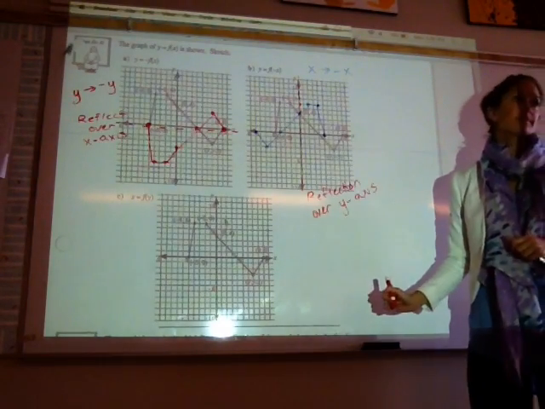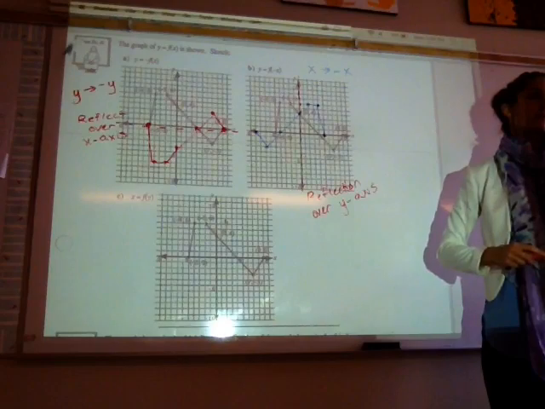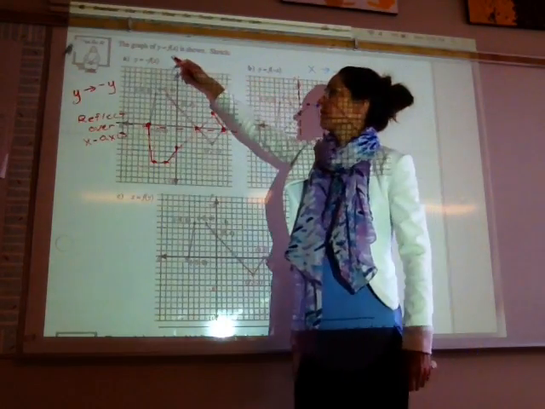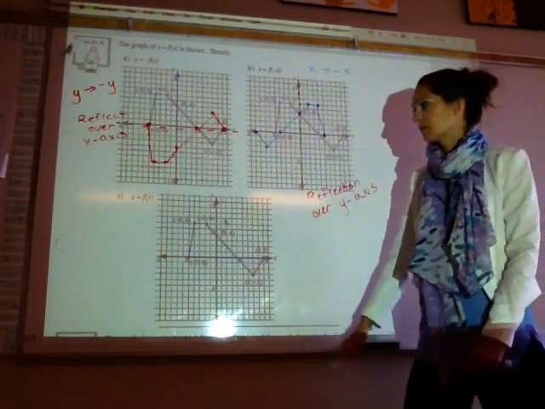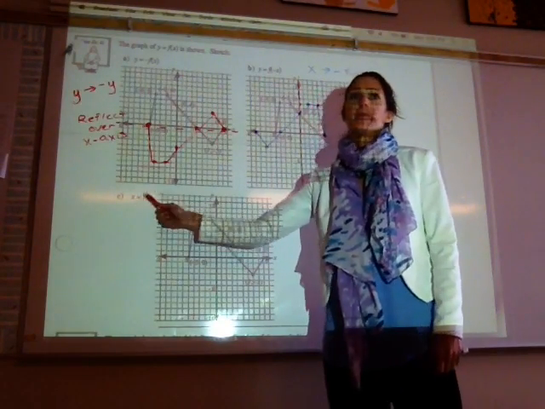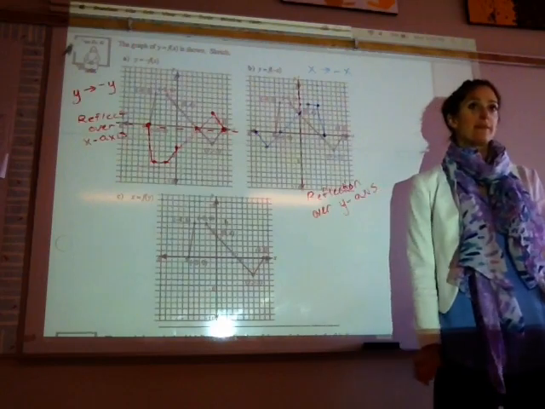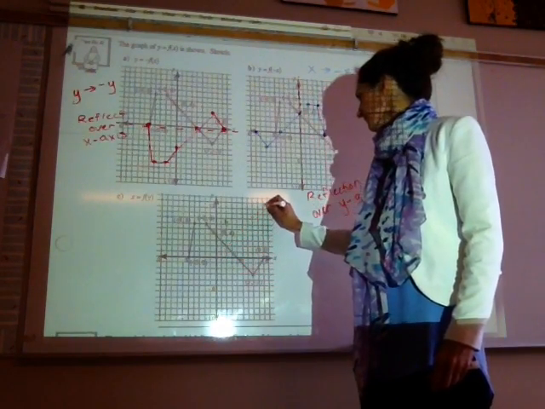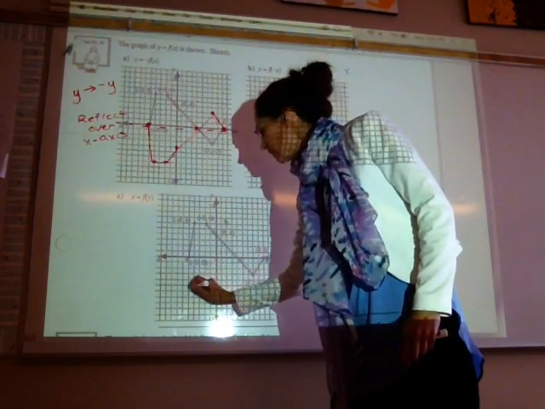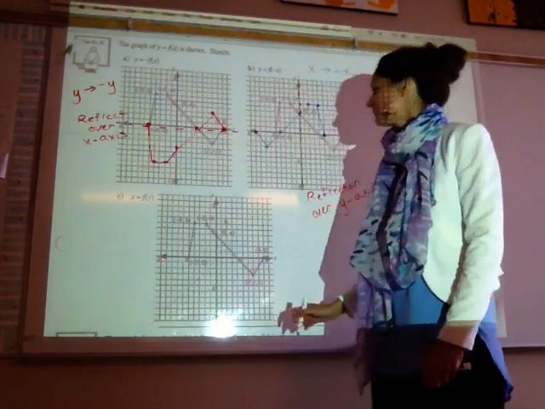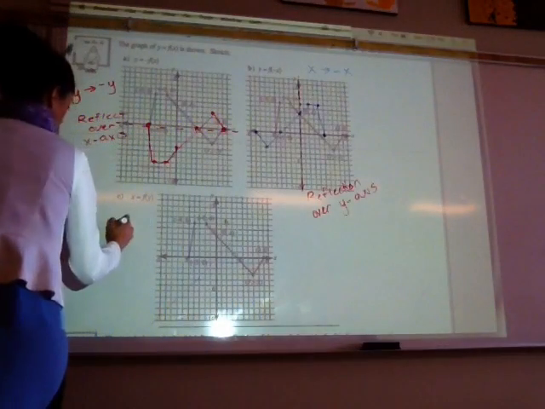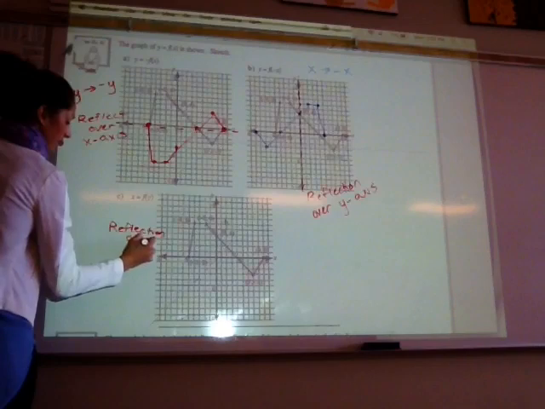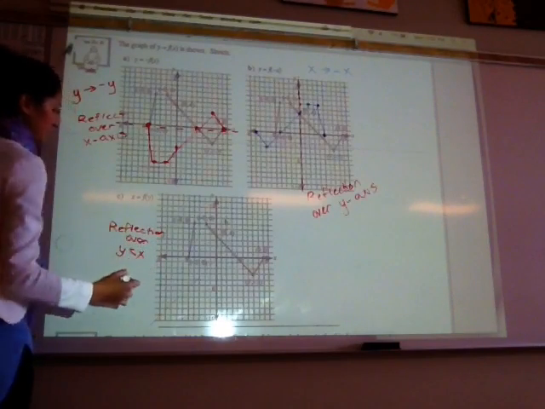Any questions so far? Okay, on the last one, again our original function is y equals f of x. This time we're reflecting over what? If x equals f of y. Good, so we'll draw our mirror line. Reflection over y equals x.